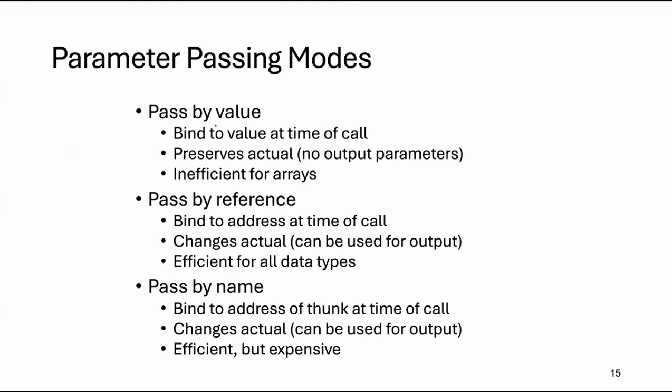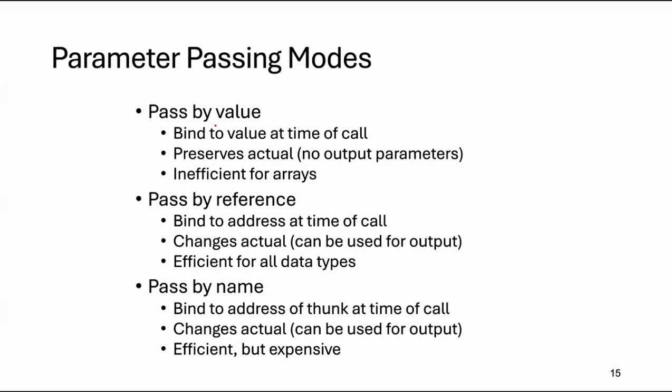So returning back to the different parameter passing modes, we have three different parameter passing modes. We have the pass by value, which basically binds to the value at time of call. So you only have the value. It preserves the actuals. It does not affect the actuals at all. The actuals do not change. It's inefficient for arrays, and it doesn't have output parameters as well.